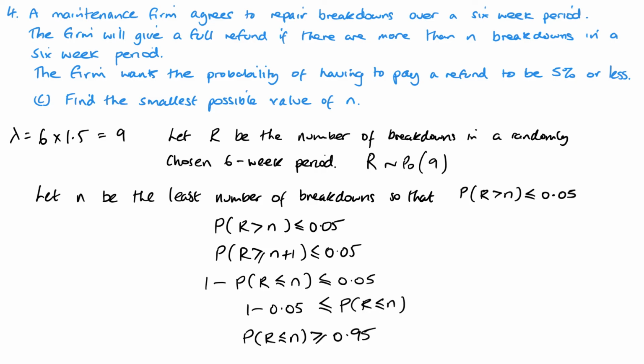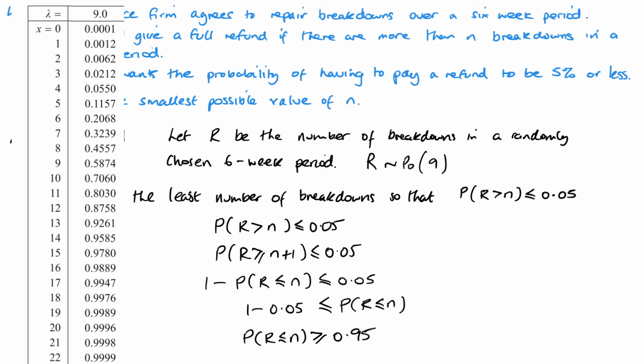Now, we know that lambda is 9, isn't it? Which means we can now go to our tables, and we want greater than 0.95. If you look in the tables, either side of 0.95 is here, isn't it? The 13 and the 14. And it's very common practice, even though you can work out exactly which one you want straight away, to put the two values down, the ones that are either side of your 0.95.